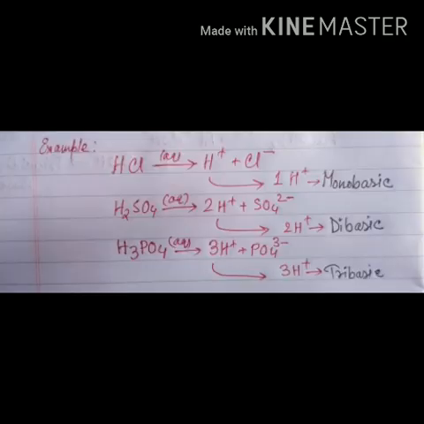Based on that, you can see HCl gives one H+ ion in the aqueous solution, H+ and Cl-. So it is monobasic. H2SO4 gives 2 H+ ions in the aqueous solution. So it is dibasic. H3PO4, phosphoric acid, gives 3 H+ ions in aqueous solution. So it is a tribasic acid.